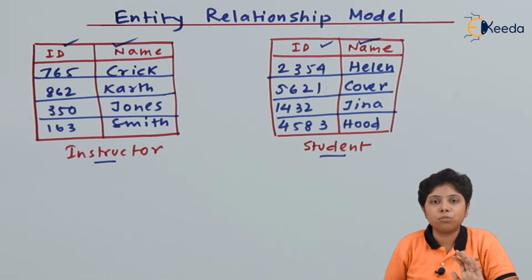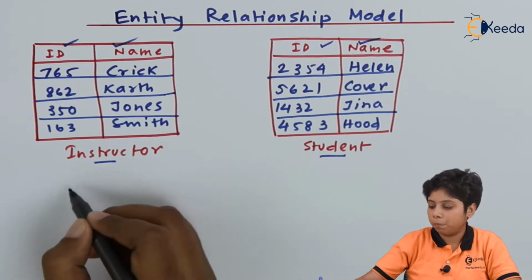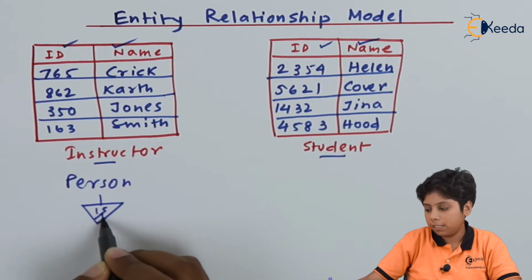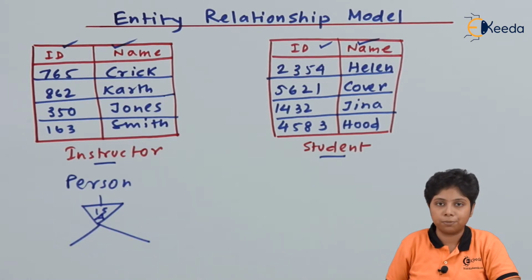Now, is the student a person, or is an instructor a person? Both are true because of the person inheritance in an is-a relationship between the student and the instructor. So the person is either a student or the instructor.